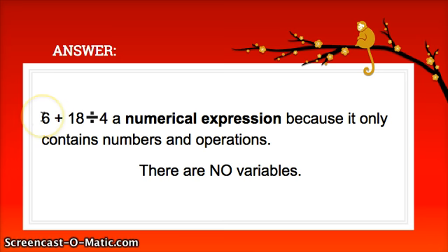So in this case, the expression 6 plus 18 divided by 4 has operations, addition and division, and it has numbers 6, 18, and 4, but it does not have variables. If it has only numbers and operations, that fits the definition of a numerical expression. We say 6 plus 18 divided by 4 is a numerical expression because it only contains numbers and operations. There are no variables.